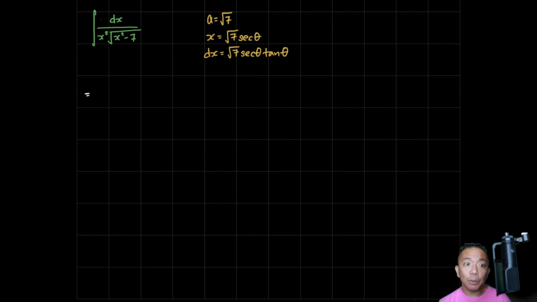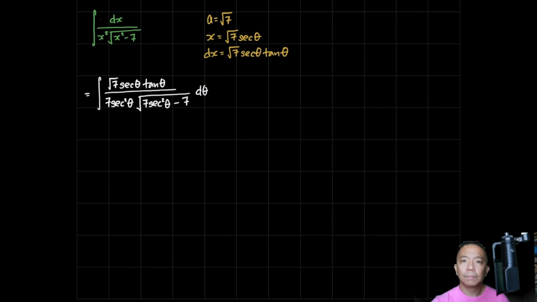The given will now be rewritten as the integral of dx, so square root of 7 secant theta tangent theta, we should have a d theta there, all over what is x squared, that's 7 secant squared theta, times the square root of 7 secant squared theta minus 7 d theta. That's the d theta that I forgot in the yellow.